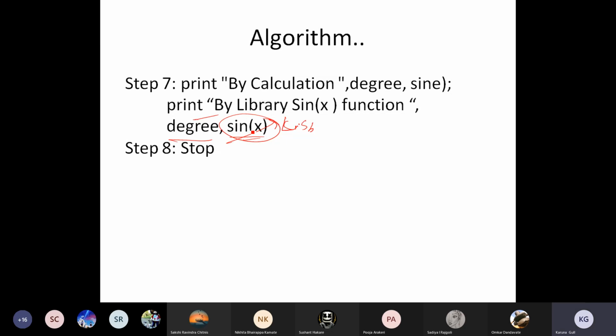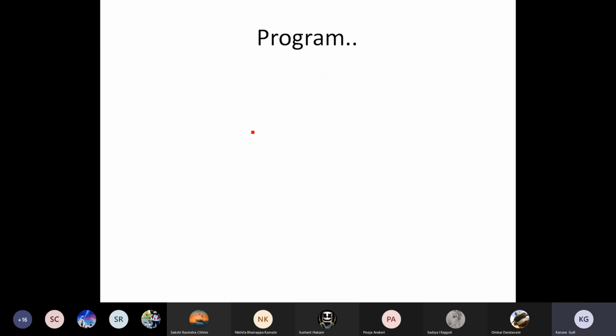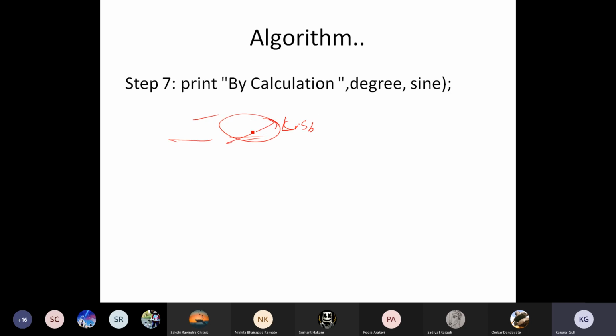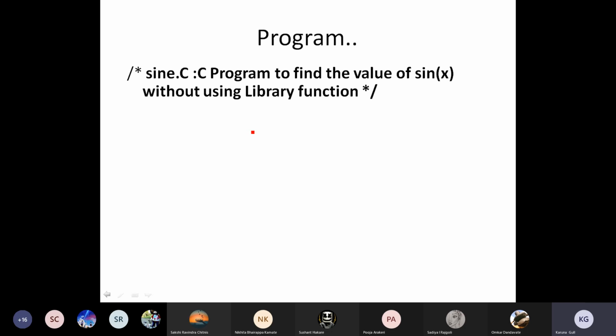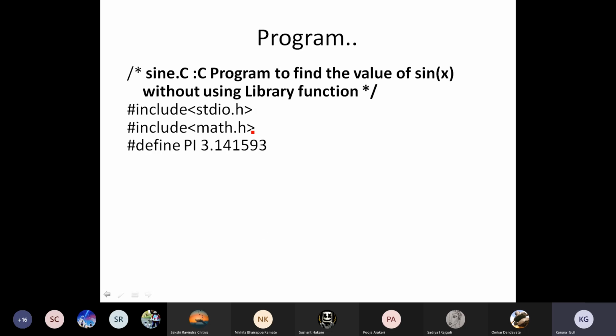Yes, ma'am. Okay, so go ahead with the program. Whatever algorithm we have written, we'll now be translating into a program. What am I supposed to do? I have to include which header files? math.h and stdio.h. I'll be including stdio.h and math.h.